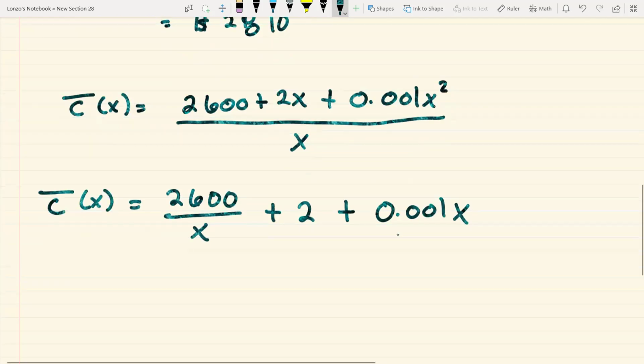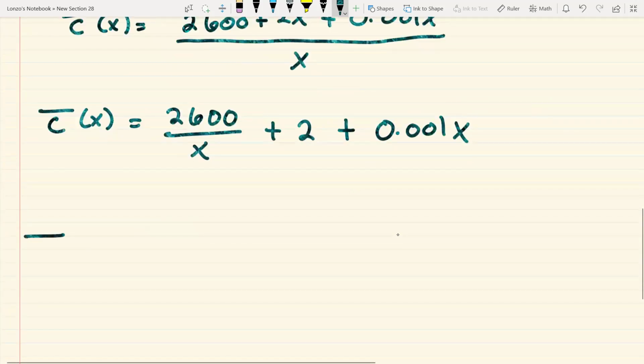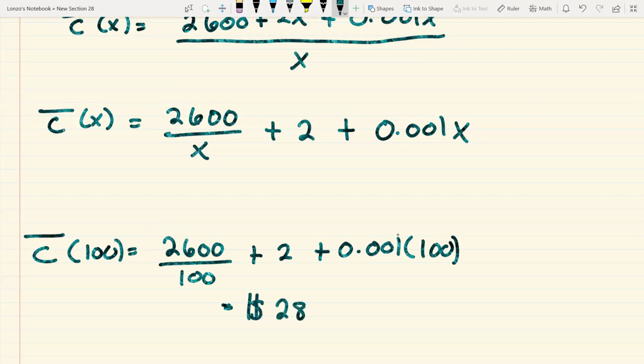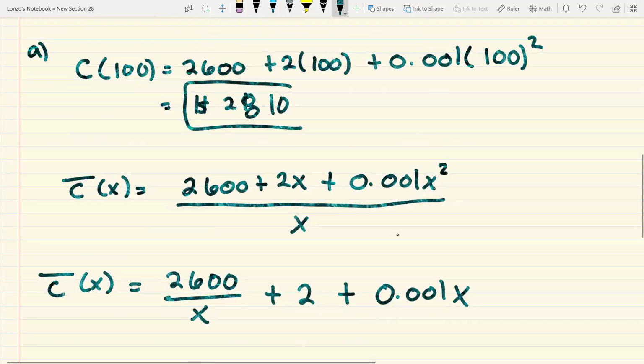Now we have to plug 100 units into our average cost function. Okay, and when you put it all together, you get $28.10. Let me box this one as well.